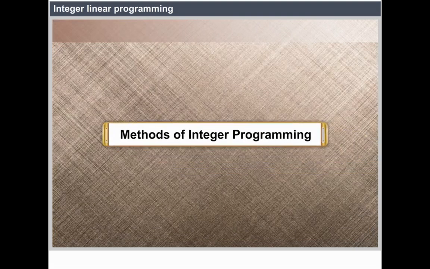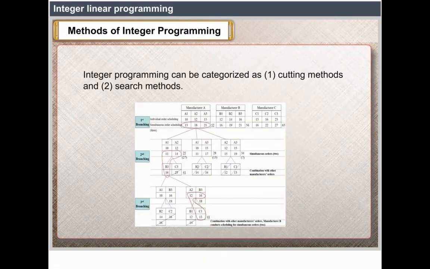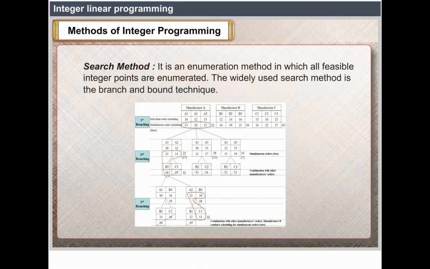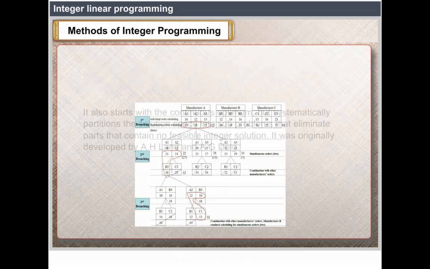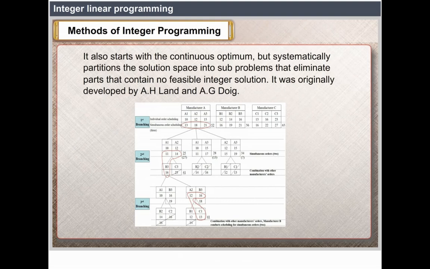Methods of integer programming. Integer programming can be categorized as cutting methods and search methods. Search method. It is an enumeration method in which all feasible integer points are enumerated. The widely used search method is the branch and bound technique. It also starts with the continuous optimum but systematically partitions the solution space into subproblems that eliminate parts that contain no feasible integer solution. It was originally developed by A.H. Land and A.G. Doig.